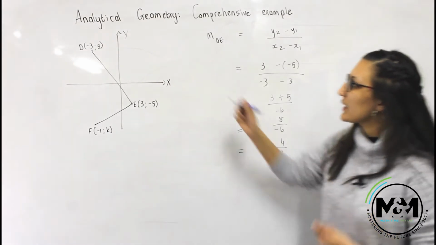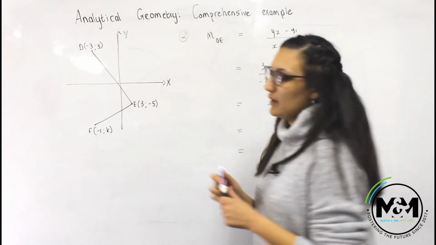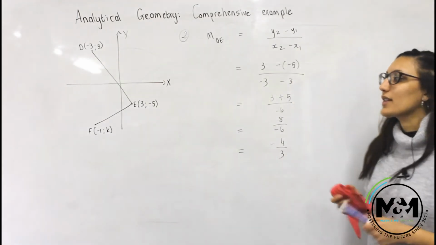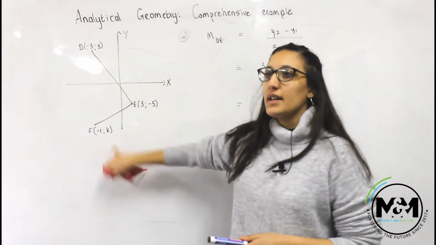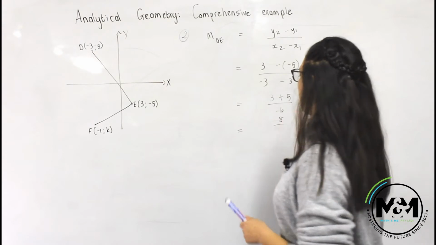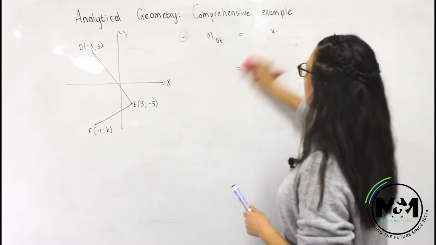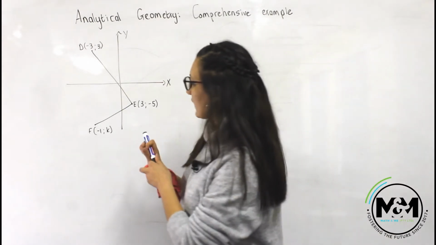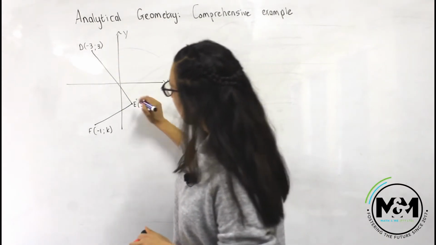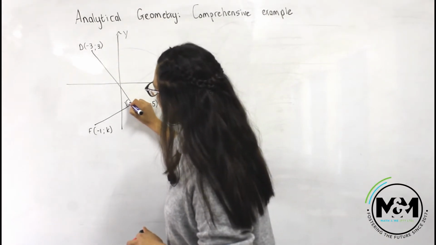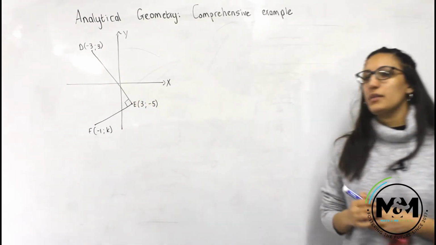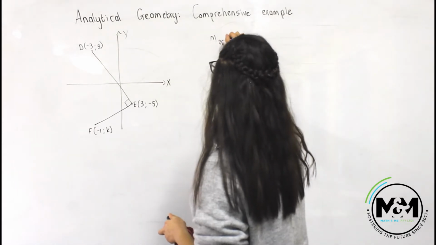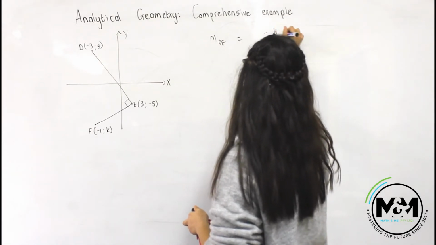Okay, that was our second question. Now, our third question says determine the value of K if DEF is 90 degrees. Okay, so they told us this angle here, DEF, is 90 degrees. So what do we know? Well, we do know what the gradient of DE is. It's equal to negative 4 over 3.